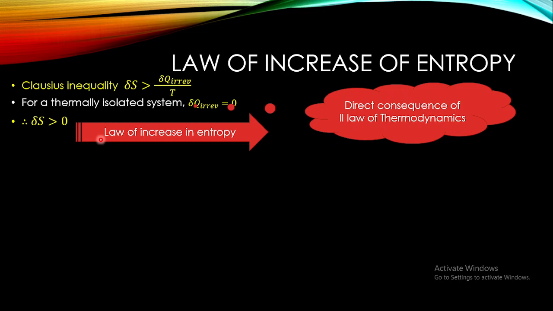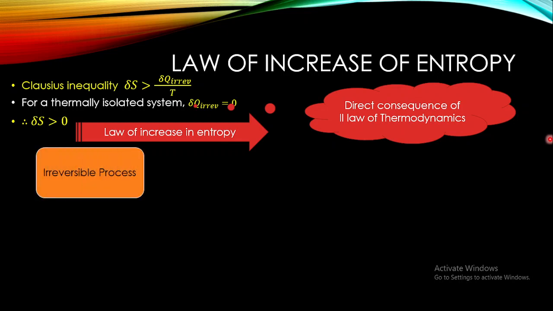That means heat transfer will happen only from the hotter region to the colder region. That is why we have obtained the Carnot engine as the most efficient one. That is why the expression for efficiency has been written, and from that we have obtained the Clausius inequality. That is why it is mentioned as a direct consequence of the second law of thermodynamics.